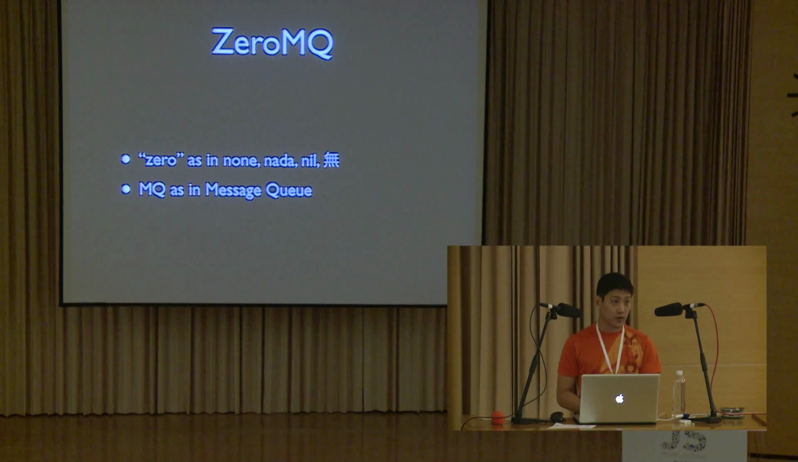ZMQ is composed of two parts, 0 and MQ. The 0 part means nothing. You don't have anything, alright? MQ means message queue. So when you combine this together, it becomes you don't need a message queue. That's basically the core philosophy of ZMQ. Obviously, the name doesn't reflect the purpose of the library, because the purpose of ZMQ is to provide you the tools to build your own network topologies. The reason I say this is to make it simple for you.